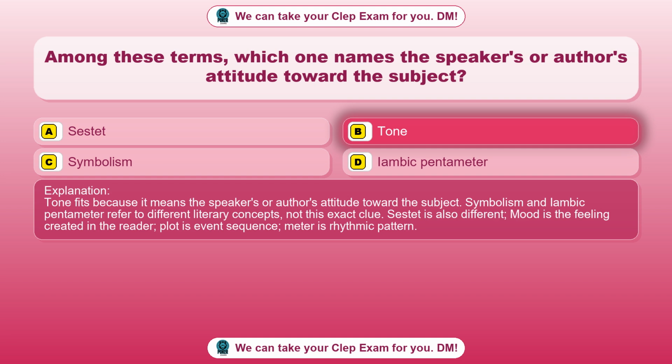Tone fits because it means the speaker's or author's attitude toward the subject. Symbolism and iambic pentameter refer to different literary concepts, not this exact clue. Sestet is also different, mood is the feeling created in the reader, plot is event sequence, meter is rhythmic pattern.